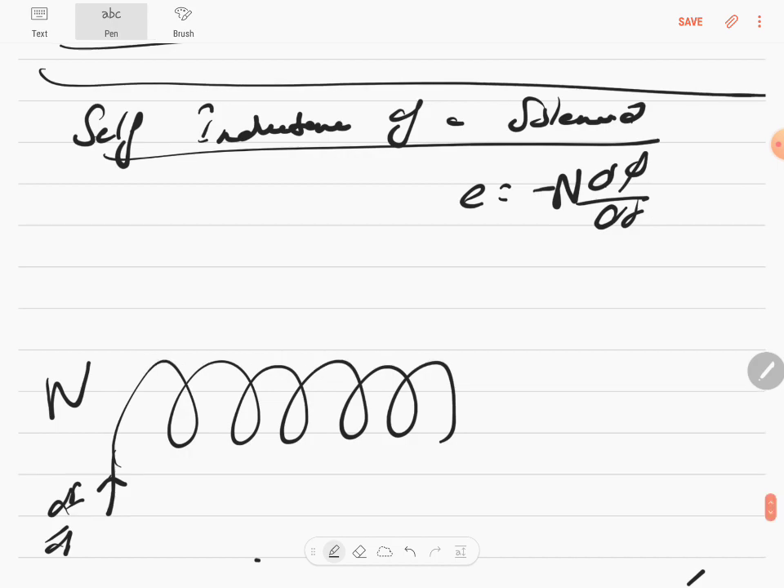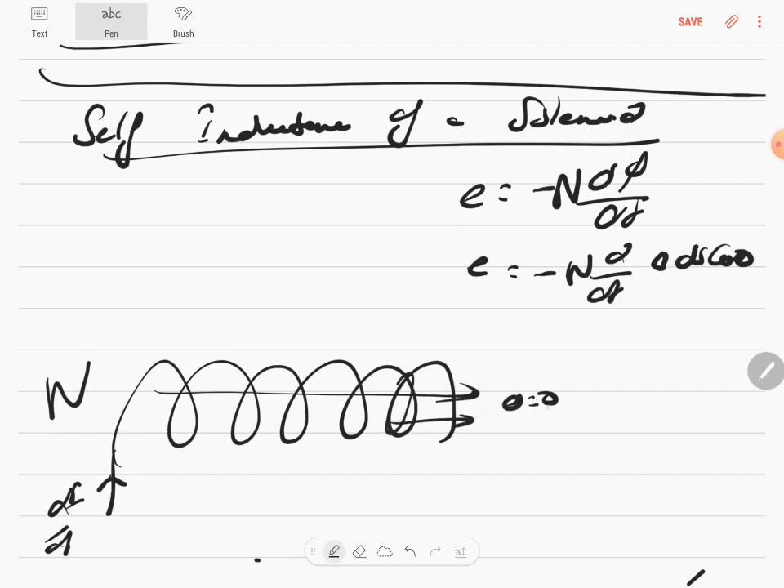Why? You have to include an n because we are talking about a solenoid which has n turns. Minus n into dφ/dt. A little energy please. Minus n into d/dt of B ds cos 0, because the magnetic field is like this and the normal to the area is also like this. Therefore theta is 0, so cos 0 is just 1. Correct? And the area is always a constant, so area can be written as A. So now bring it in.